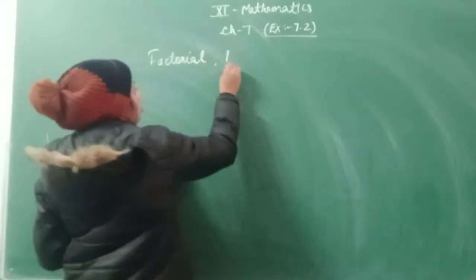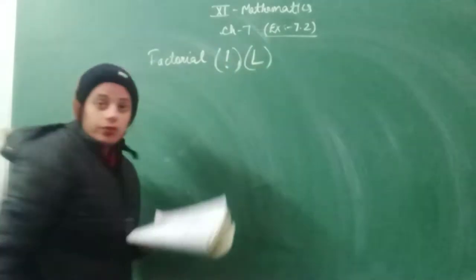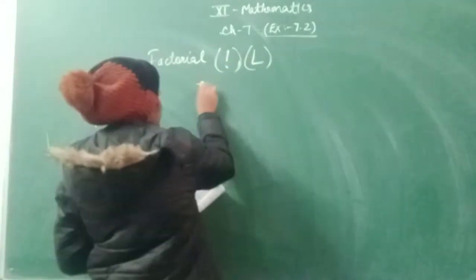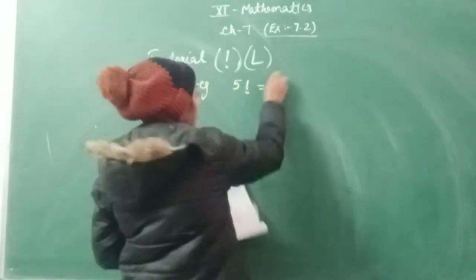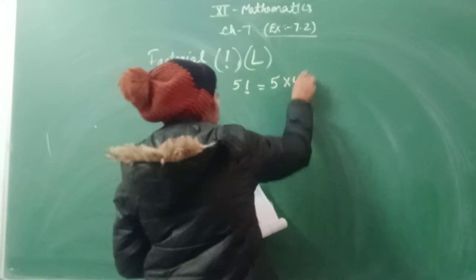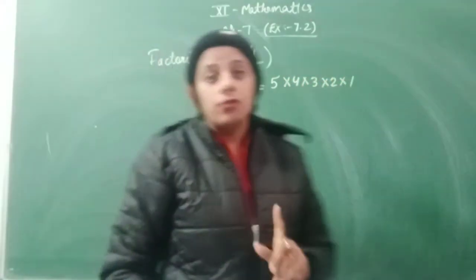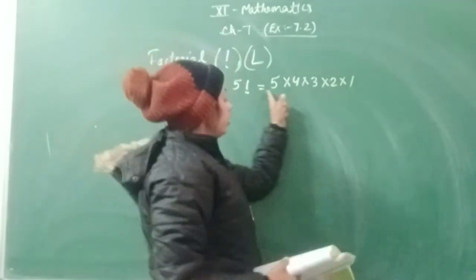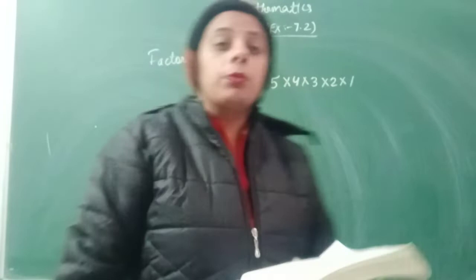This is the notation of a factorial, or this one. Both are the notation of a factorial. Okay. For example, if I am taking 5 factorial, then I will write 5 into 4 into 3 into 2 into 1. Okay. You will stop at 1. It is a multiplication of continuous terms up to 1.